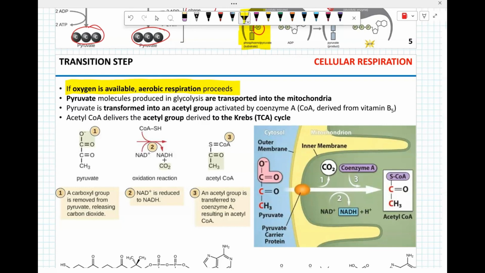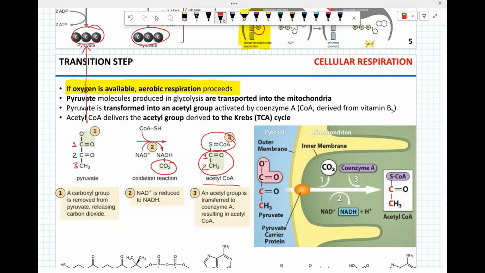Pyruvate is converted into acetyl-CoA in the transition step. Now, if you count the number of carbons originating in the original glucose molecule in the pyruvate, 1, 2, and 3, here on top, you can see that. During the transition step, 1 carbon is removed from the pyruvate. In other words, pyruvate is decarboxylated, and it becomes an acetyl group connected to coenzyme A, or acetyl-CoA. So we went from 3 to 2 carbons.